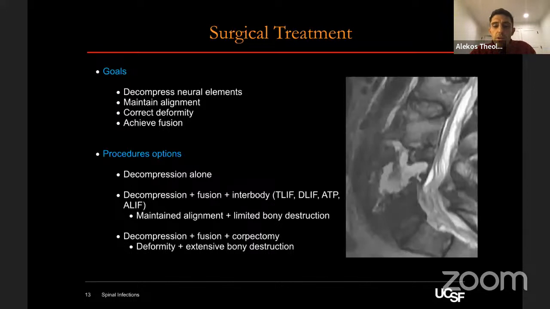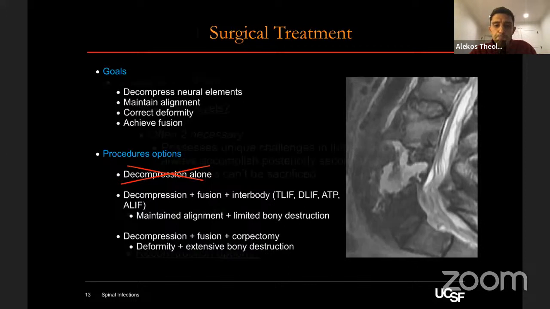There are some cases where both these options are not appropriate. And you can see here on the right, pretty advanced destruction of both the L3 and L4 vertebral bodies. In this case, it really gets to stabilization with posterior instrumentation, decompression of the neural elements, and then leads us to anterior column debridement and reconstruction of the anterior column through some form of corpectomy.